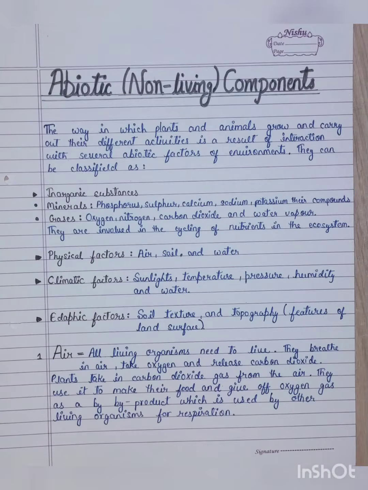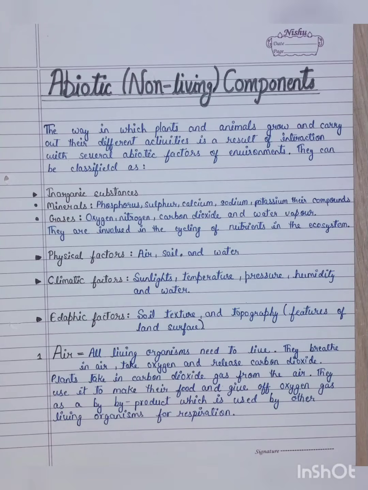Abiotic, non-living components. The way in which plants and animals grow and carry out their different activities is a result of interaction with several abiotic factors of the environment. They can be classified as inorganic substances: minerals, phosphorus, sulfur, calcium, sodium, potassium, their compounds, gases, oxygen, nitrogen, carbon dioxide, and water vapor. They are involved in the cycling of nutrients in the ecosystem.